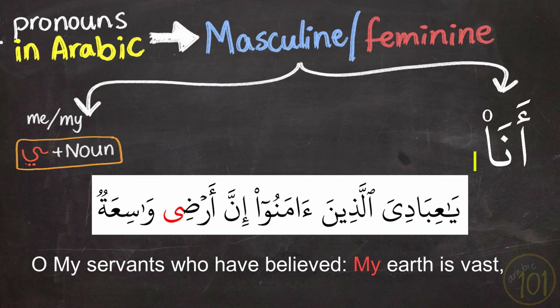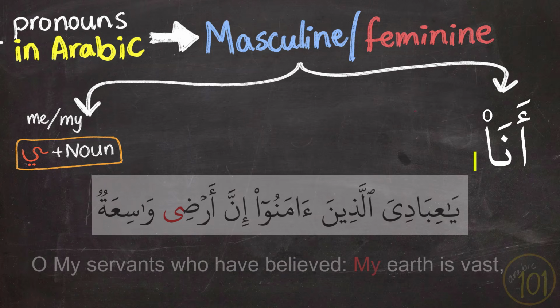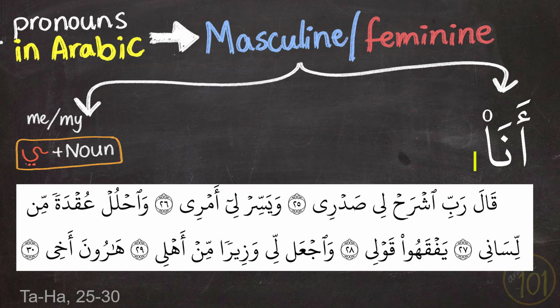But this time we're going to understand why the word أرض has ya at the end of it. The word أرض with ya at the end of it means my earth, because it is Allah who is talking in this ayah. قال رب اشرح لي صدري ويسر لي أمري واحلل عقدة من لساني يفقه قولي واجعل لي وزيرا من أهلي هارون أخي. Have you found all the nouns that have pronouns attached to the end of them? Let me know in the comments below.